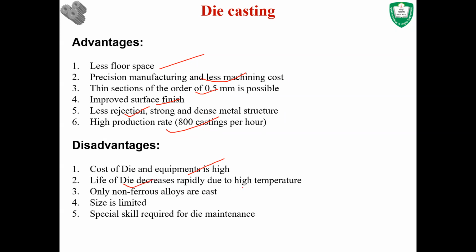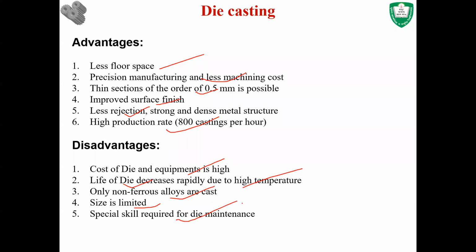Life of the die decreases rapidly due to high temperature. Since the machine operates at very high temperature, the die life is also very small. And only non-ferrous alloys are cast. Ferrous alloy casting is very difficult because it requires very high temperature, and controlling is not that easy. It produces different types of internal defects. That is why it is avoided. And size is limited. You cannot produce large sizes in die casting because it requires a lot of molten material, and transferring that huge amount of molten material is also difficult.